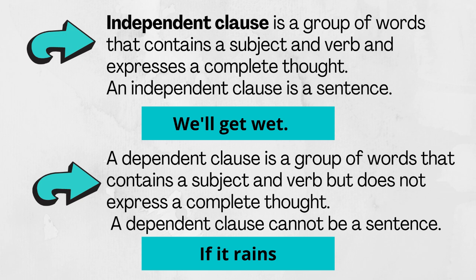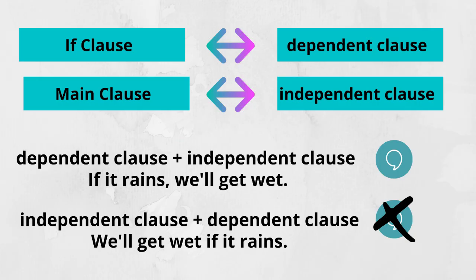A dependent clause, on the other hand, is a group of words that contains a subject and verb but does not express a complete thought. A dependent clause cannot be a sentence. Unlike independent, hindi siya mako-consider na sentence kasi hindi siya buo. Ang clause na if it rains ay dependent kasi wala siyang complete thought. Ano naman kung umulan? Right? Sa conditional sentences, ang if clause ang dependent clause at ang main clause ang independent clause.